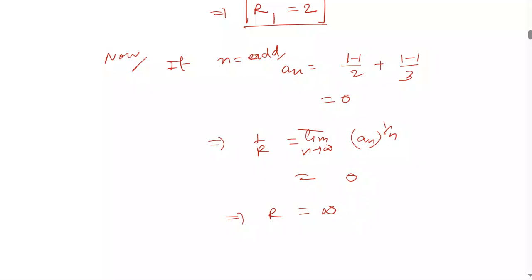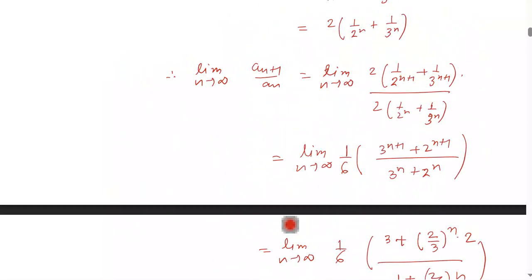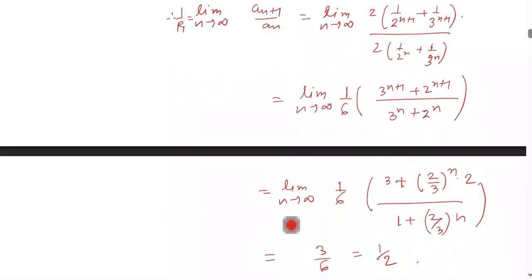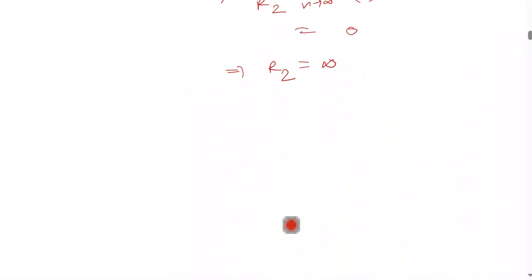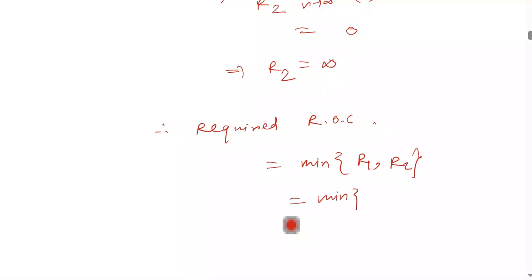Here r1 is the first radius of convergence, and this one you can call r2. The two different cases are there, the even case and the odd case. Therefore the required radius of convergence is equal to the minimum of r1 comma r2. From here, the minimum of 2 comma a very large number, infinity, is equal to 2.